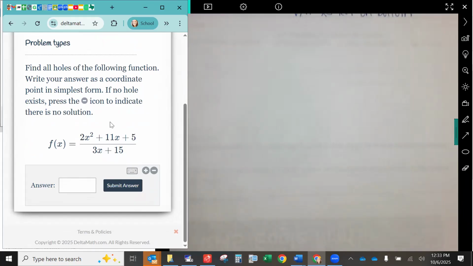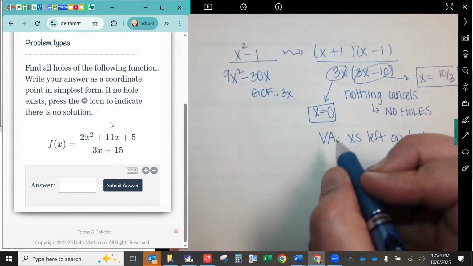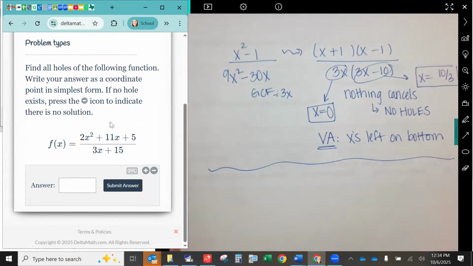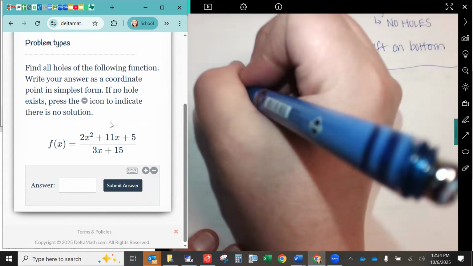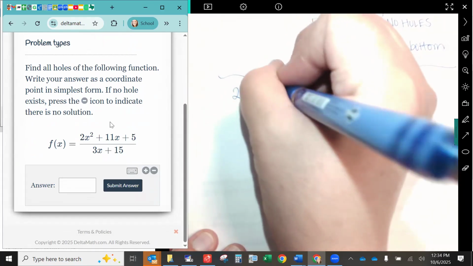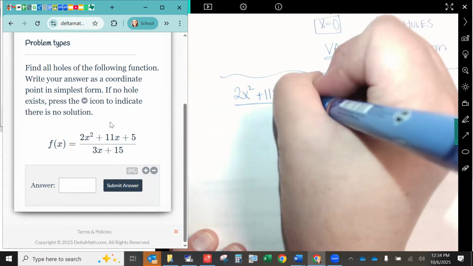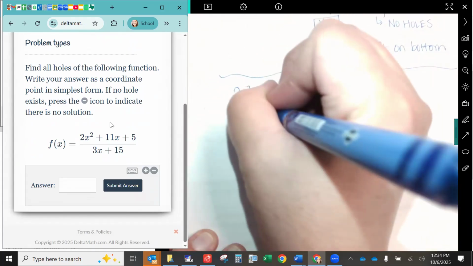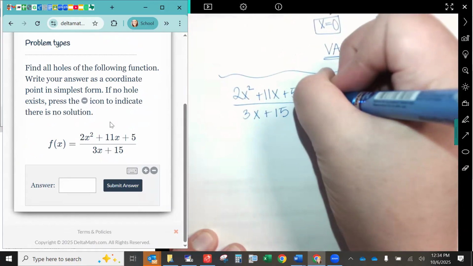Okay, second from the bottom. So this was for vertical asymptotes. Now we're going to find holes. So it's 2x squared plus 11x plus 5 over 3x plus 15.